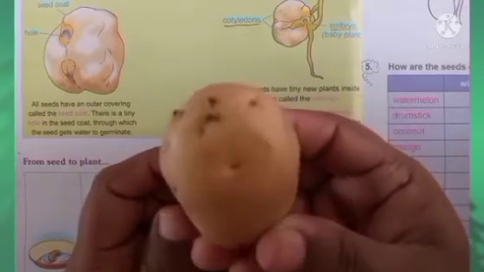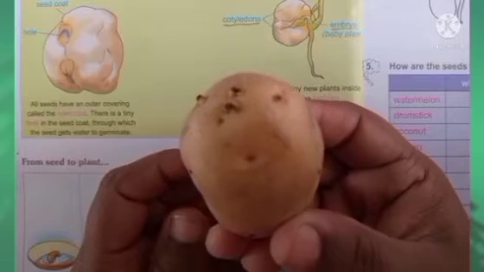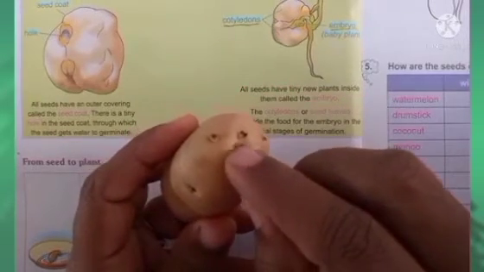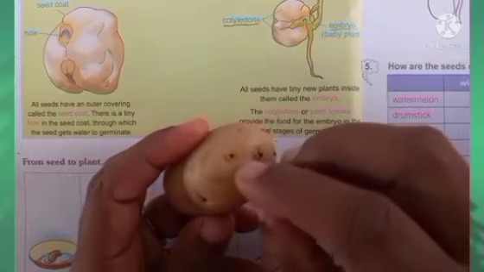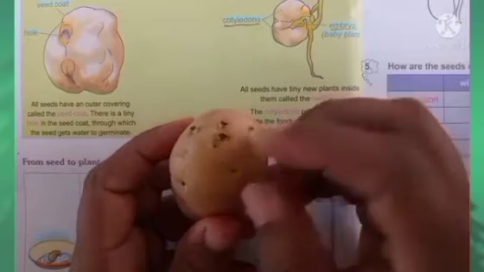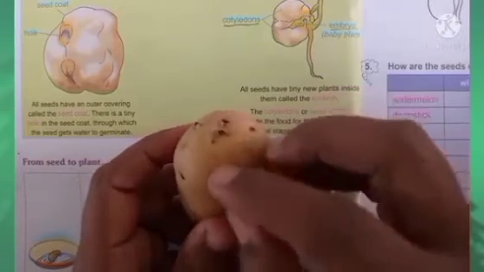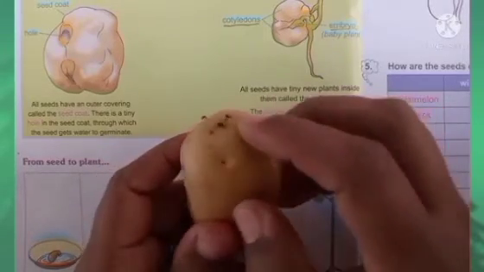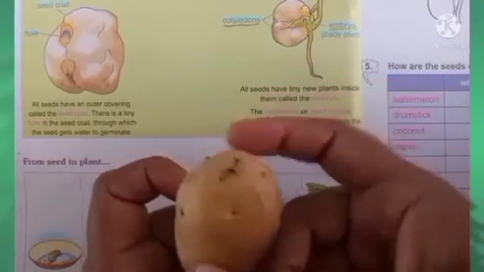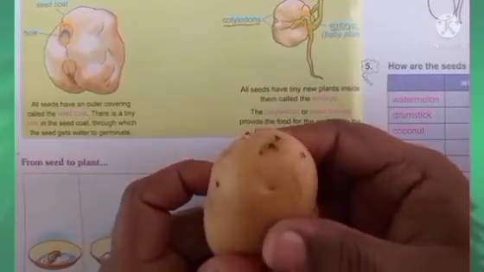So for example, if you have potatoes at home, you can see the small baby plant coming out from that potato. So seeds are inside. In the holes, these seeds will get water and start germinating.